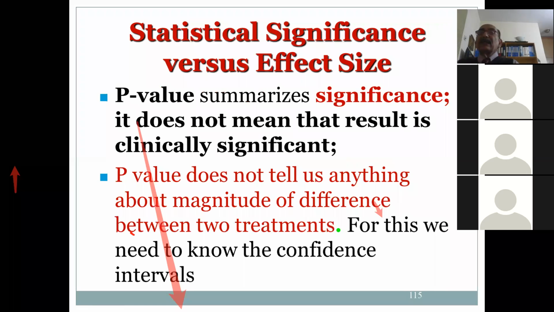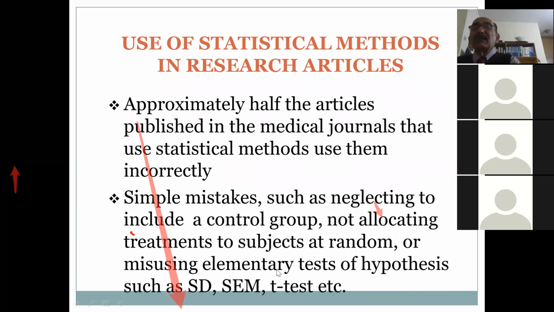So, statistical significance versus effect size or clinical significance. P-value summarizes significance. It does not mean that results are clinically significant also. P-value does not tell us anything about the magnitude of difference between two treatments. For this, we need to calculate the confidence interval. So nowadays, that is why the confidence interval is very, very important. Along with the p-value, you must give the confidence interval in your research articles.